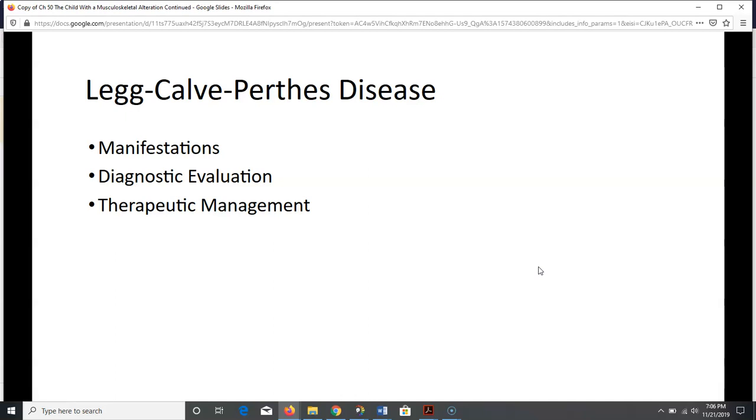Patients may have a limp or limited range of motion. The most serious complication is permanent deformity. If the femoral head protrudes outside the acetabulum and the healing process within the femoral head is incomplete, the femoral head will flatten over time and take on a misshapen appearance.